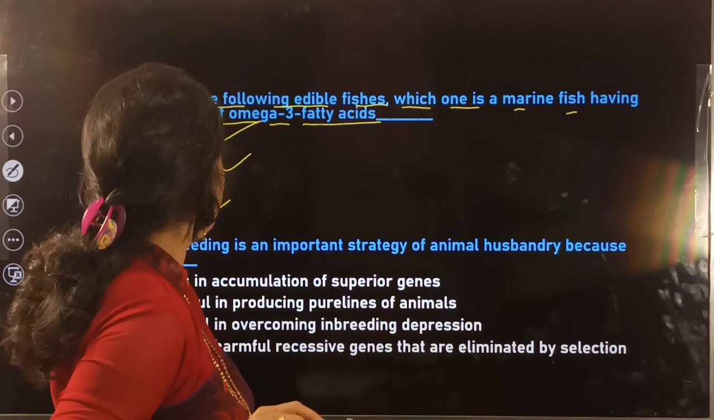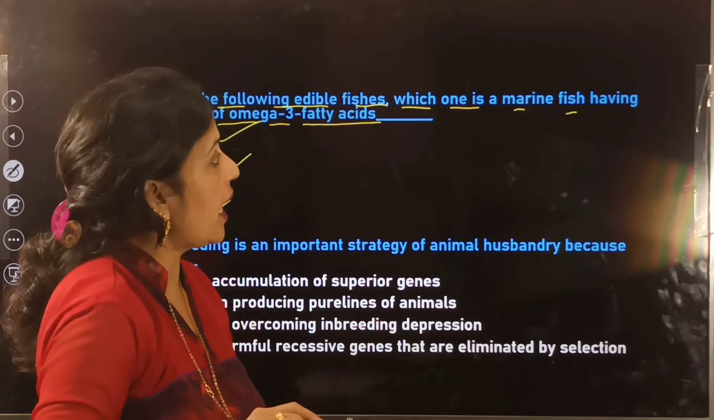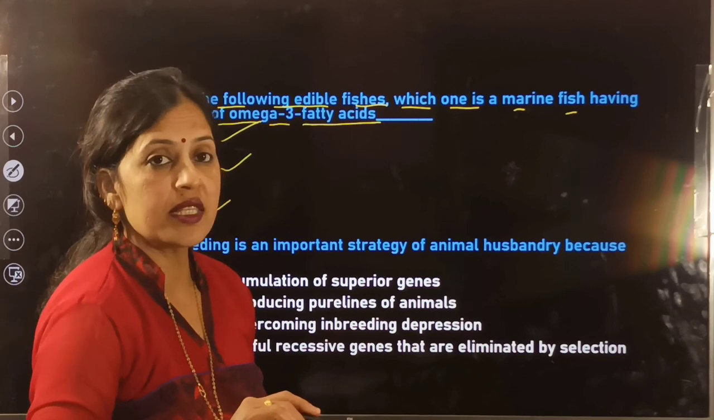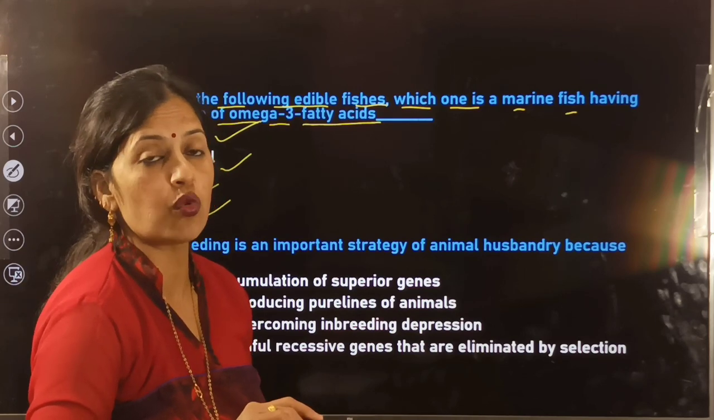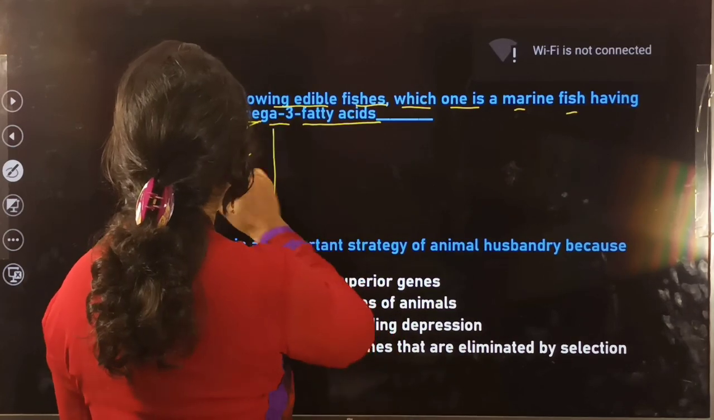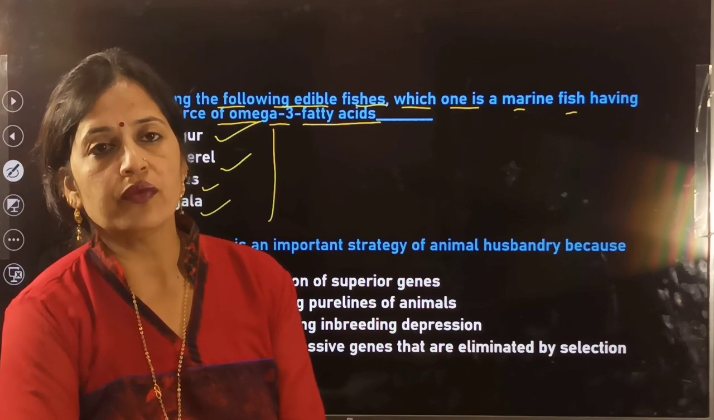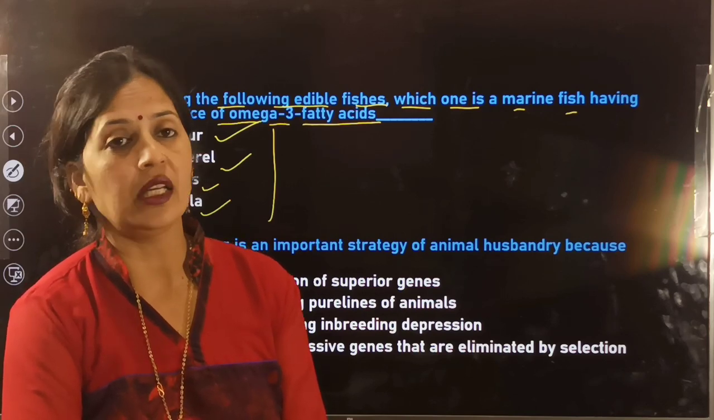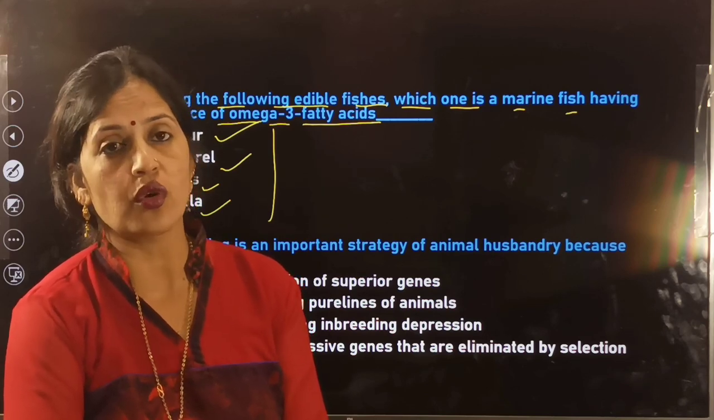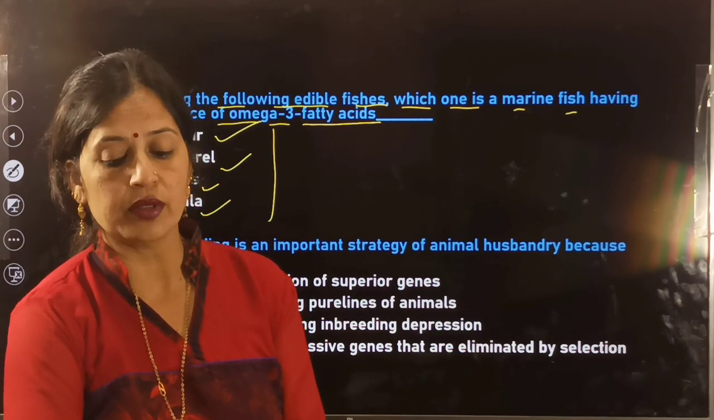So out of the 4 options, which is the right answer for question number 3? Out of the following edible fishes, which one is the marine fish having a rich source of omega 3 fatty acids? So there are four fishes. You have to choose the correct option. Beta, quickly give the answer to question number 3.